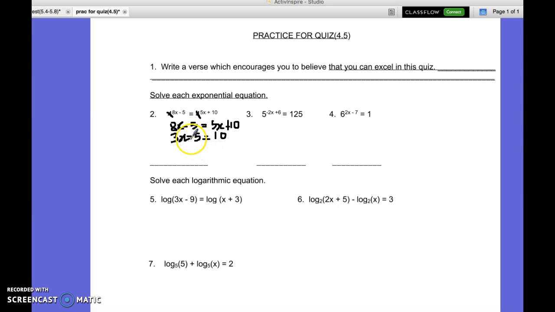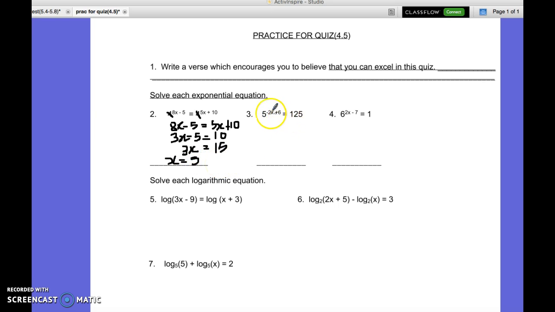And then what? Add 5 to both sides. So when I add 5, this 5 is gone. I add it because this is minus. So then what we're left with would be 3x. When I add 5 to the right, I'd have 10 plus 5 would be 15. When I divide both sides by 3, then I get x equals 15 divided by 3 is 5.